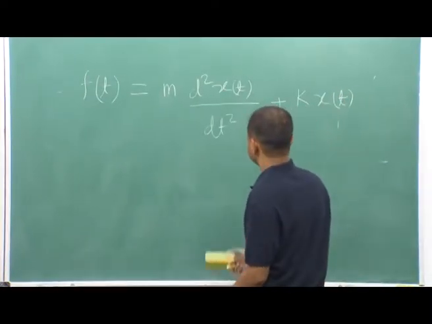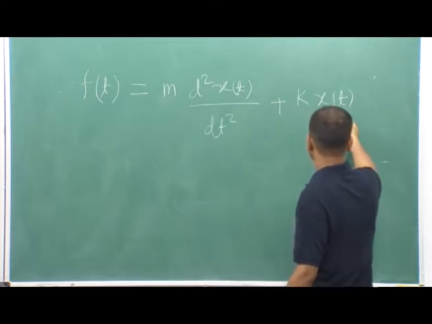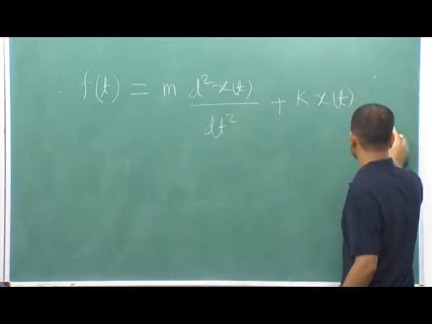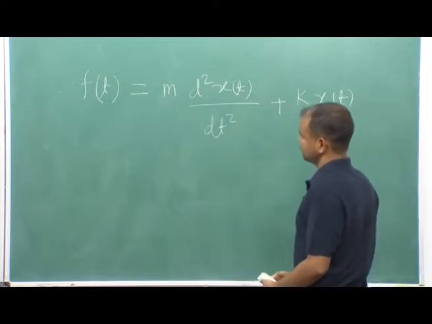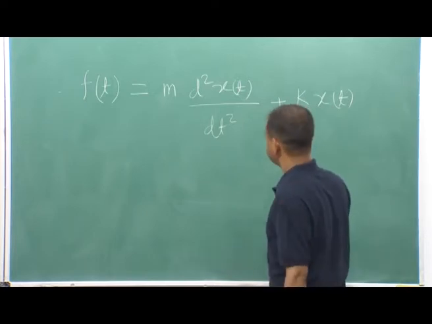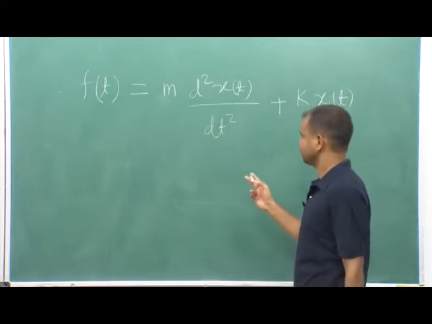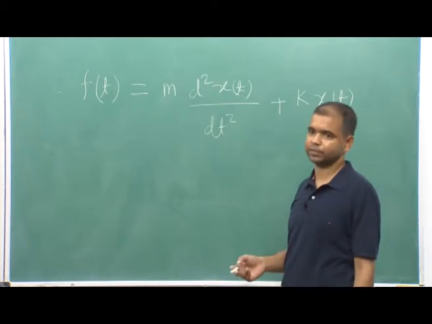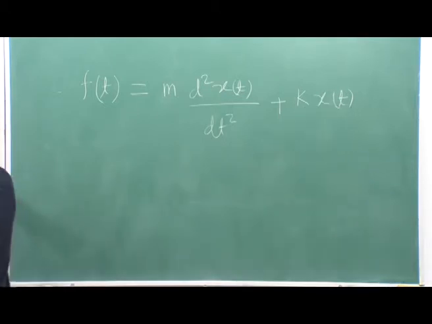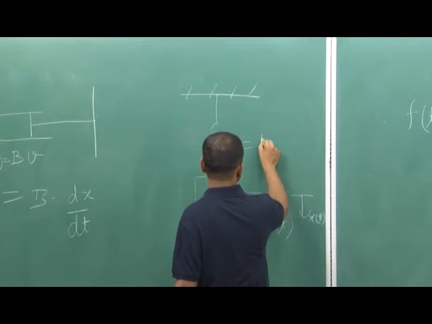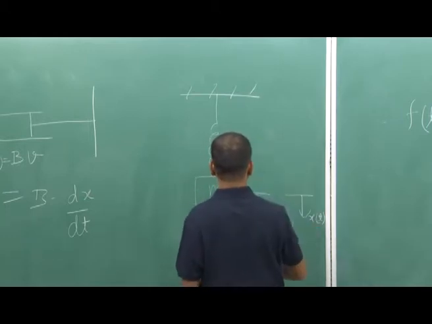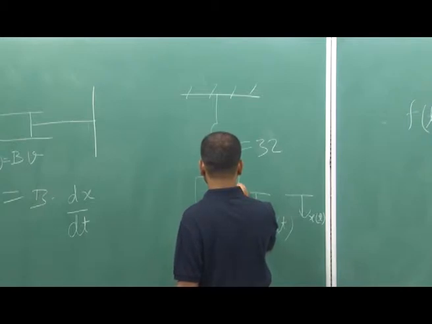So, both these forces, the inertial force and the spring force, are conservative in nature. That is why this will keep oscillating, and if I solve this differential equation, I will get the solution in the form of sine and cosine. Suppose I have a spring constant of value 32 and a mass of 2 kg.